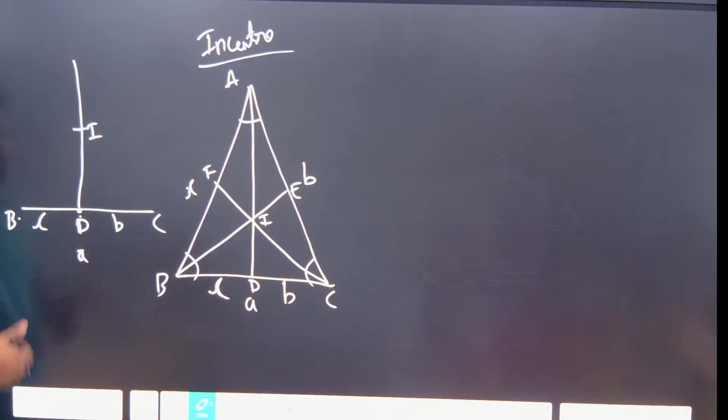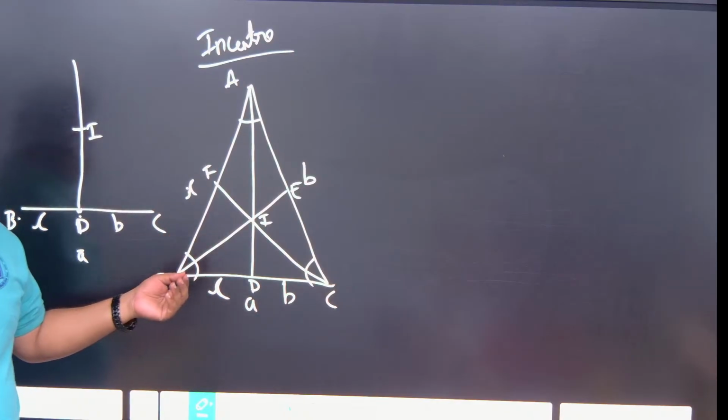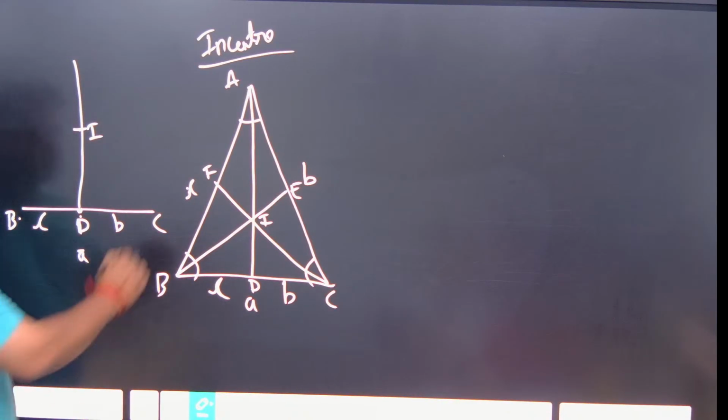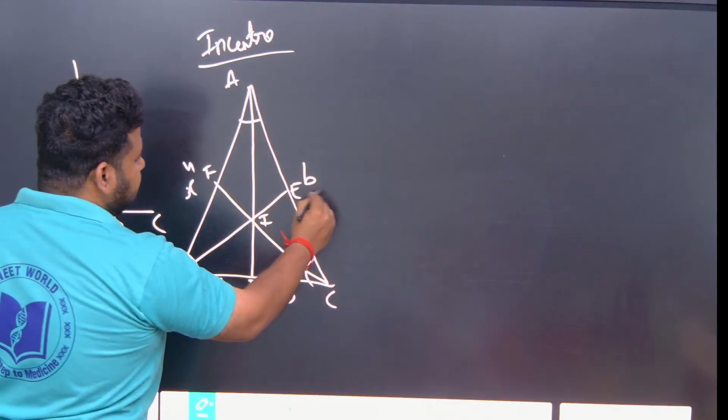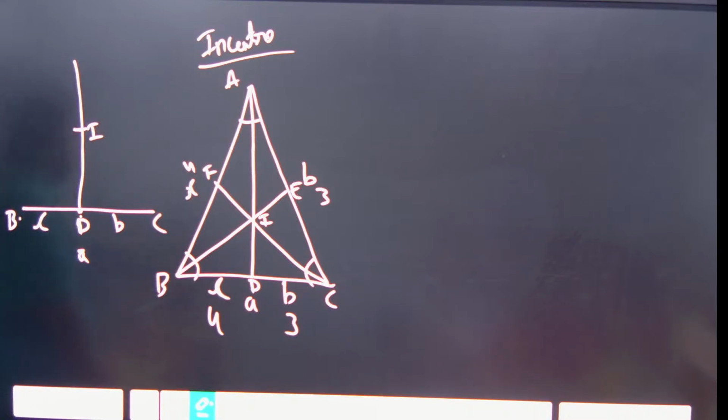So it will divide in the ratio C is to B. The incenter will divide the line segment in the ratio of the other two sides. This is a very important property you have to know. Suppose this length is 4 and this length is 3. It will divide in the ratio 4:3. Okay, fine about BC.